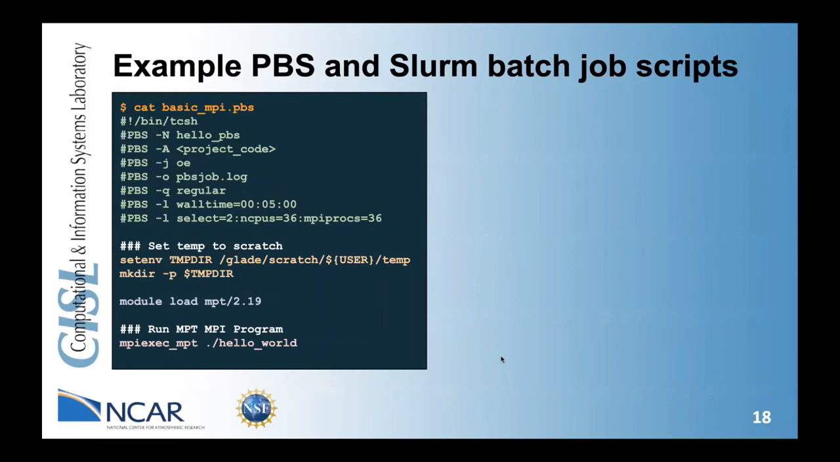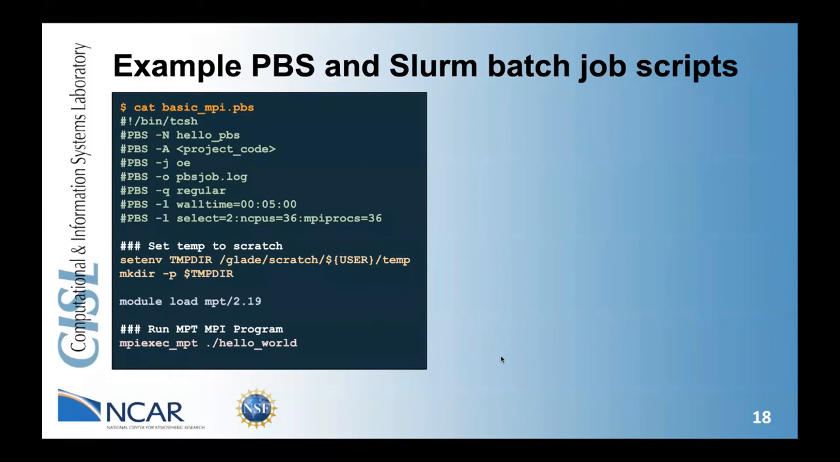Okay, and then the line below that, the select statement, that's telling PBS how many resources you're requesting. The first number, the two before the colon, is saying I want two units of everything after this. So in this case, that's nodes. I want two nodes, each of those nodes with 36 CPUs, and each of those nodes with 36 MPI processes started on them. So that's a little weird. There's always 36 ncpus available.